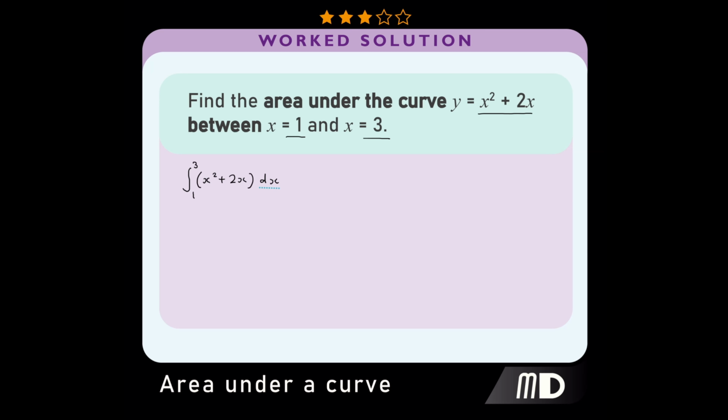Finding the definite integral of this function is a three-step process. The first step is to find the indefinite integral of the function. Then, evaluate the indefinite integral at the limits by substituting the upper and lower limits into the indefinite integral. And finally, subtract the value of the indefinite integral at the lower limit from the value at the upper limit.